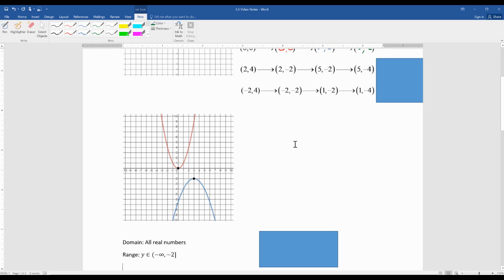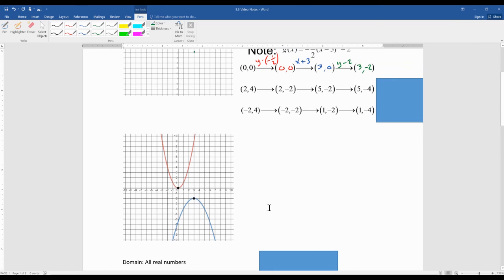Okay, in the next video, I'm going to look at a function that is not a quadratic function, and we'll take a look at applying those same rules to something we're not as familiar with.